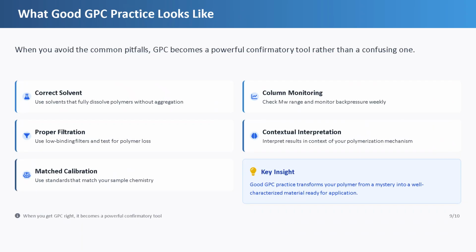When you avoid these common pitfalls, GPC becomes a powerful confirmatory tool rather than a confusing one. Good GPC practice involves choosing a solvent that fully dissolves the polymer, using proper filtration to protect the columns, matching calibration to the polymer chemistry, monitoring column performance, and interpreting data in the context of the synthesis mechanism. In other words, good GPC transforms your polymer from a mystery into a well-characterized material ready for real-world application.